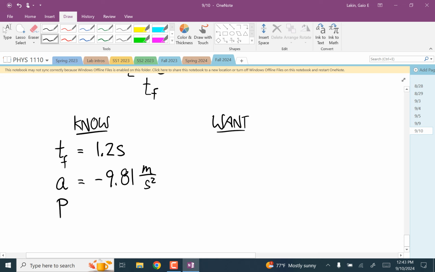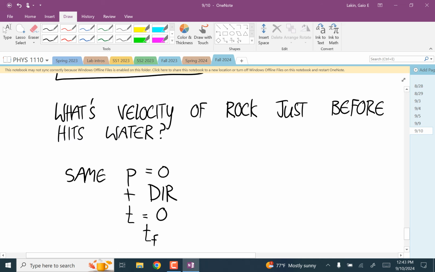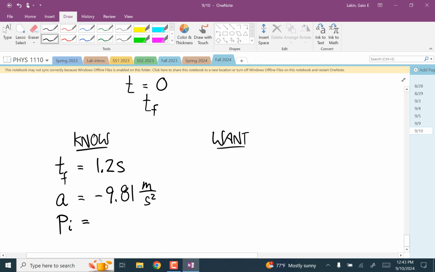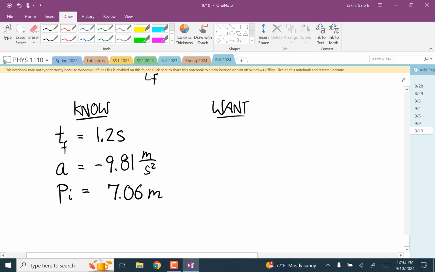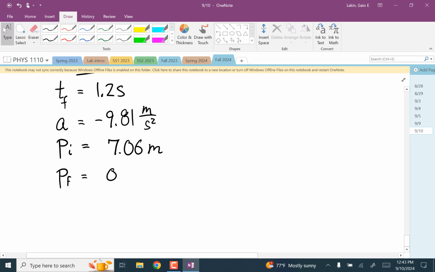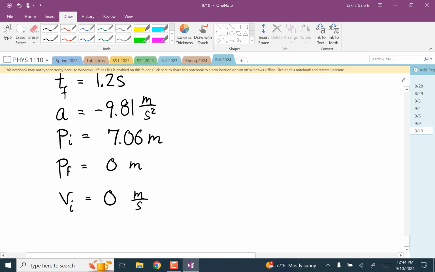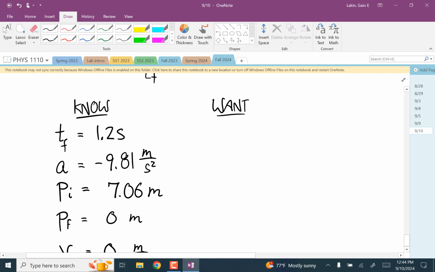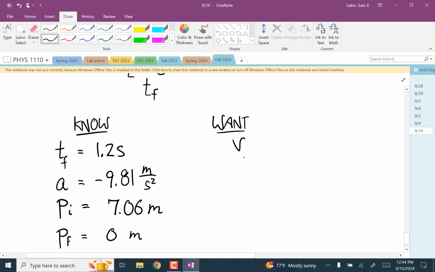Our P initial is, what was that, 7.06? Our P final is 0. Our V initial is 0. And we still don't know V final. That's the thing we're trying to find.